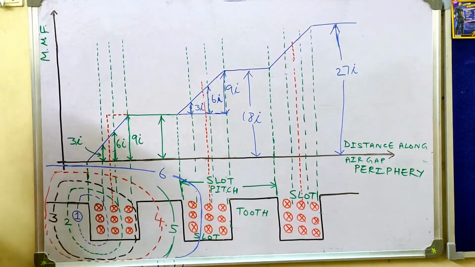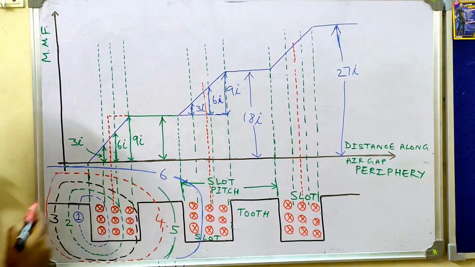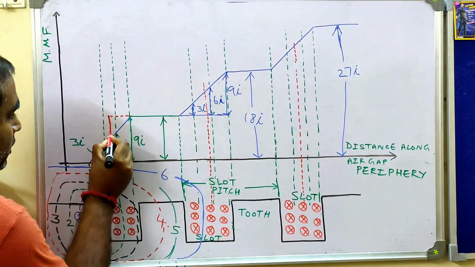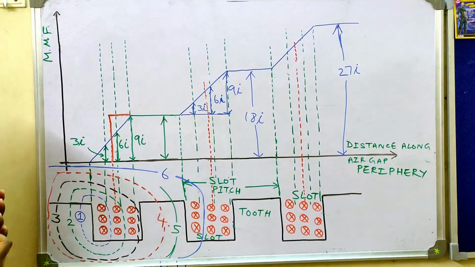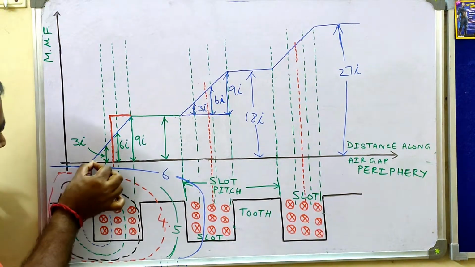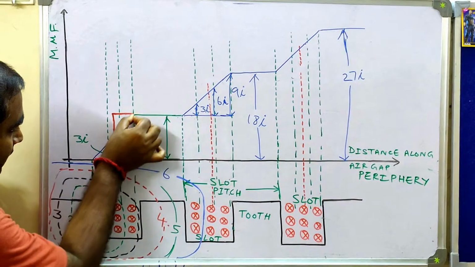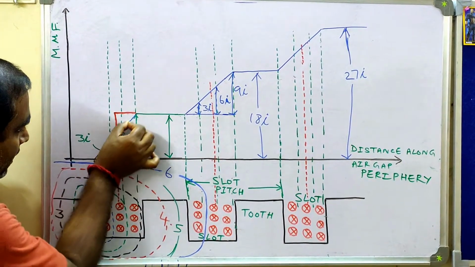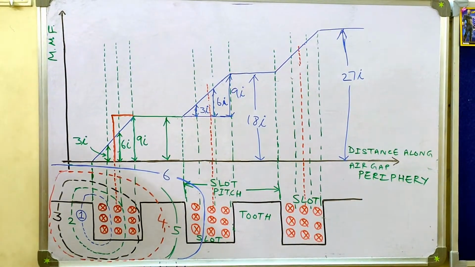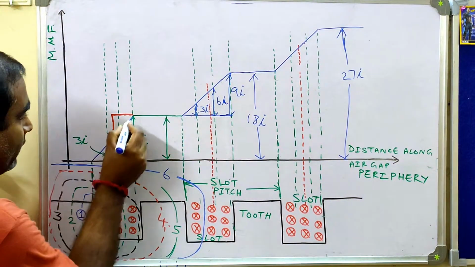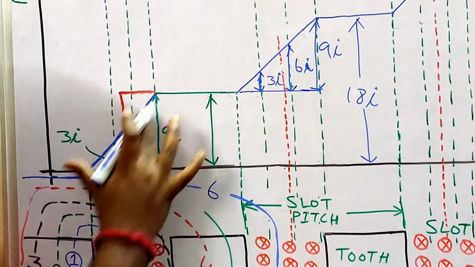So you see, you follow this red line. This red line is nothing but the approximation. What kind of approximation? Approximation of the variation of MMF over the slot portion. The actual variation of MMF over the slot portion is what? This linearly rising curve, indicated by blue color here, is the actual variation of MMF. Okay, this blue line which is linearly rising is the actual variation of MMF over the slot portion.